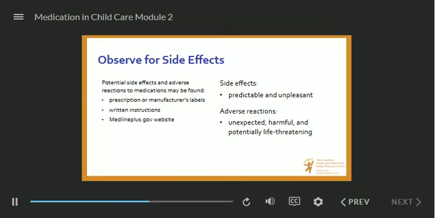Adverse reactions are unexpected, harmful, or potentially life-threatening. Anaphylaxis, which is a severe allergic reaction to a medication, can occur with any dose, even if a child has had the medication before. Symptoms of anaphylaxis are trouble breathing, hives or swelling, tightness of the throat, hoarse voice, nausea, vomiting or abdominal pain, diarrhea, fainting, low blood pressure, or rapid heartbeat. All side effects and adverse reactions should be documented on the medication administration record.